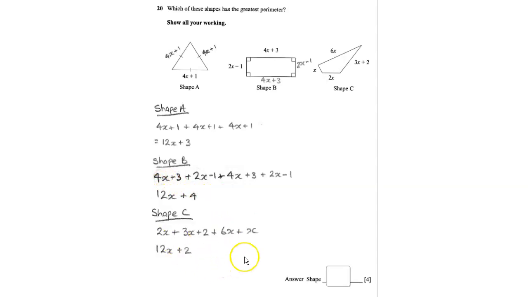For shape C, we just add all our sides up. So you can see 2x plus 3x plus 2 plus 6x plus x. And when simplified, or collected like terms, is 12x plus 2. Now you can see they're all 12x's. So the question was asking for the greatest perimeter. Because this one has plus 4 on it, then basically you have shape B as the greatest perimeter.